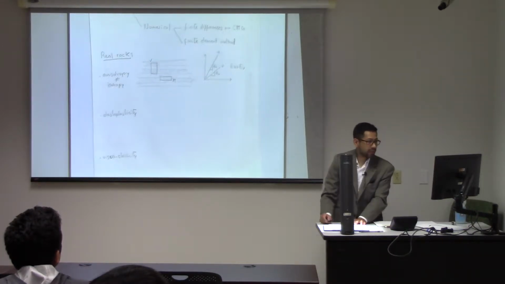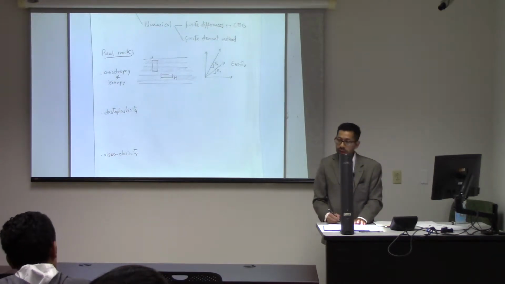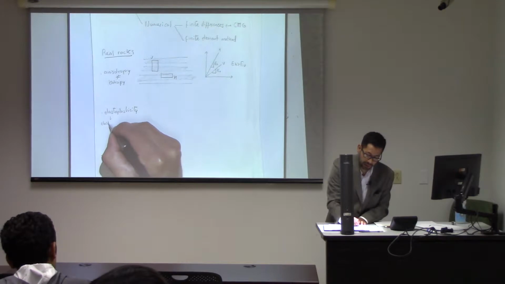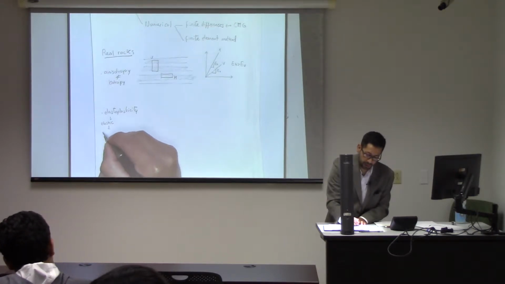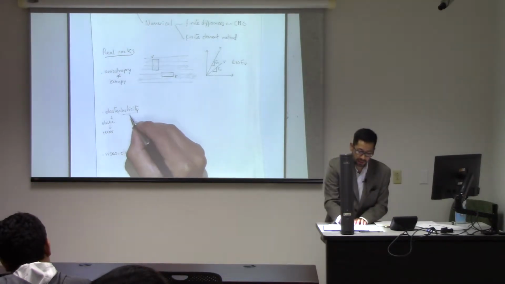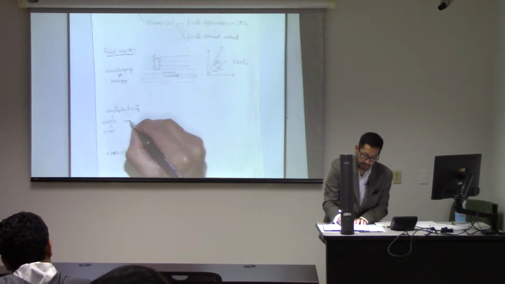Second is something called elasto-plasticity. So what is elasto-plasticity? Elasto, as you may guess, comes from elastic. It means recoverable deformations. And plastic means permanent.